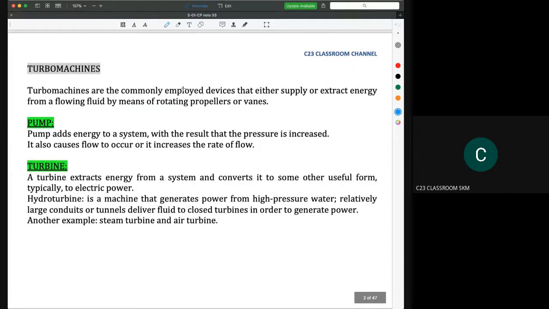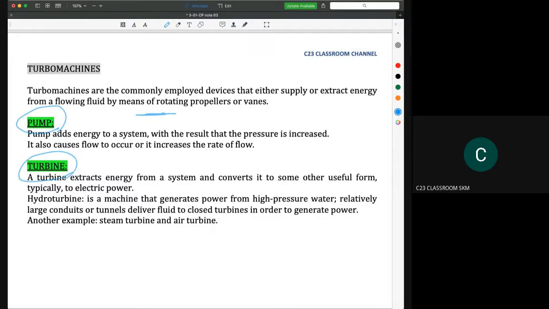So for general information, turbomachines are commonly employed devices that either supply or extract energy from a flowing fluid by means of rotating propellers or vanes. So here in turbomachinery, we have two major devices. One is pump and one is turbine.